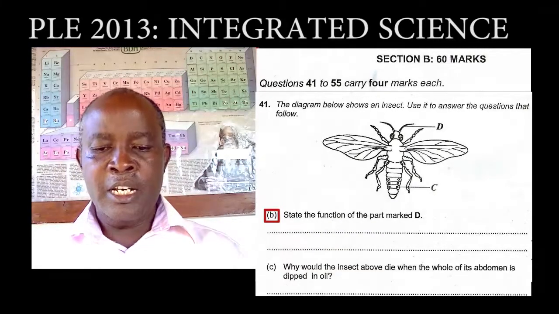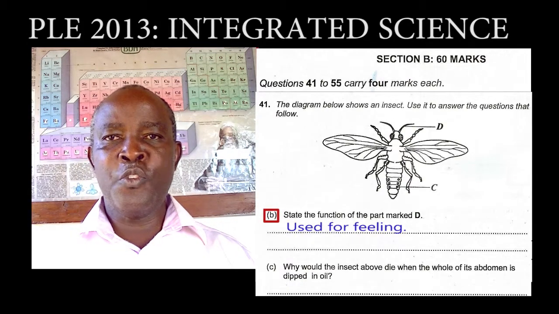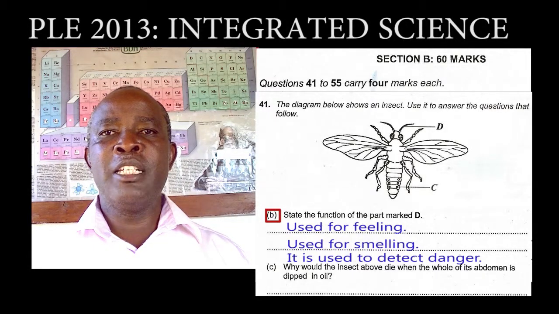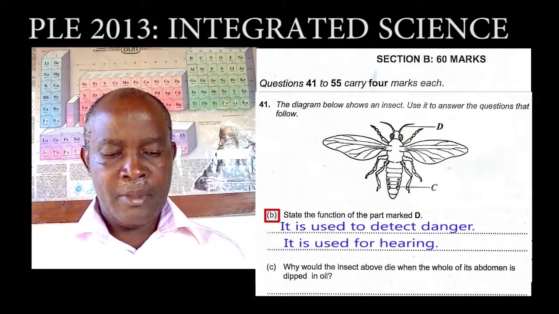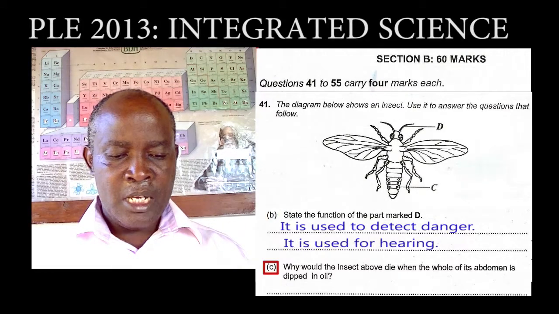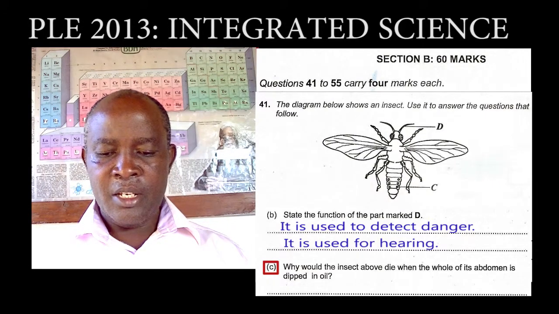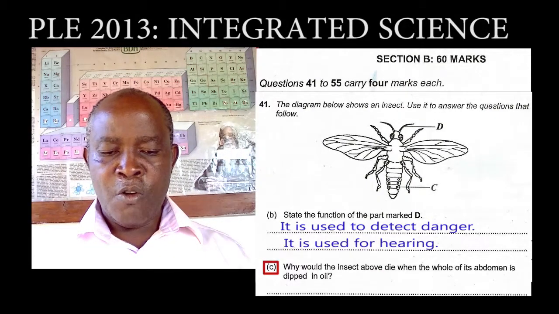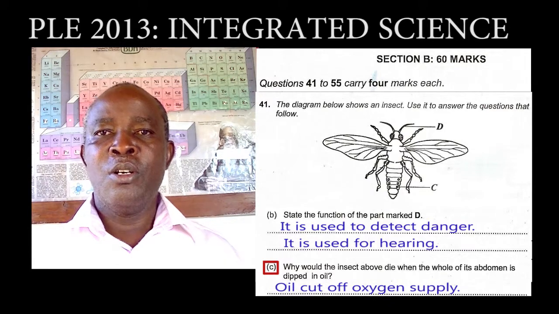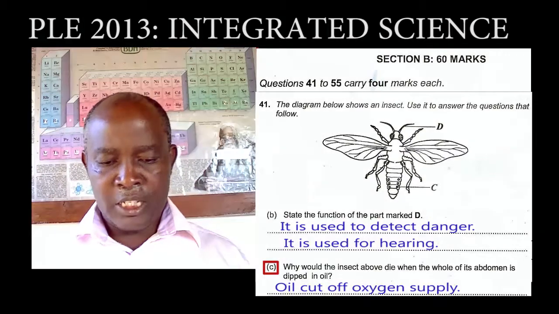B. State the functions of the part marked D. It is used for feeding. It is used for smelling. It is used to detect danger. It is used for hearing. C. Why would the insect above die when the whole of its abdomen is dipped in oil? Oil blocks the spiracles and cuts off oxygen.